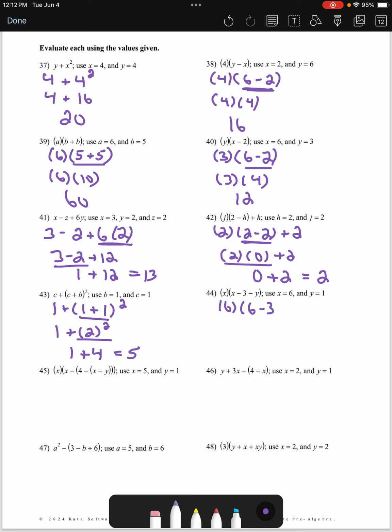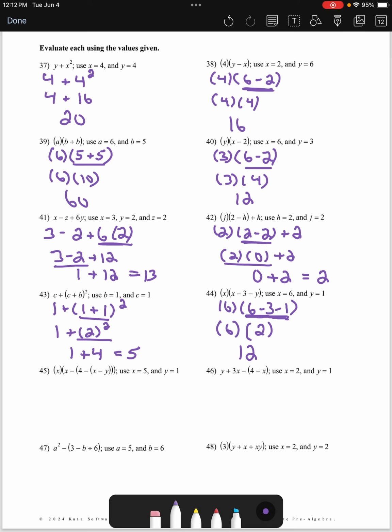X is replaced with 6. X is replaced with 6. Y is replaced with 1. Double subtraction in this set of parentheses. If we were to write everything down, at this point, we would write a 3 minus 1. However, I think we can handle saying 6 minus 3 minus 1 is ultimately 2. 6 minus 3 is 3, and 3 minus the 1 gives me that 2. 6 times 2 is 12.